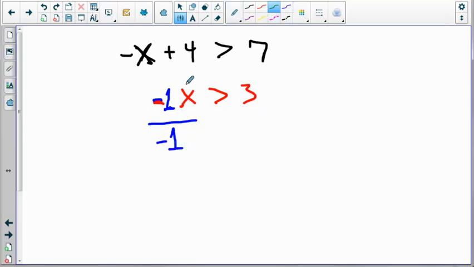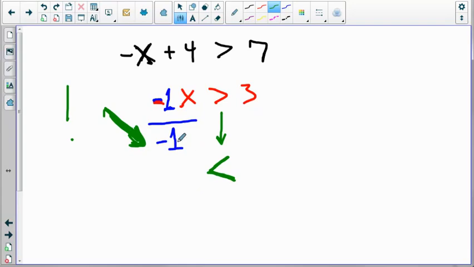Okay, I just divided by a negative number. This is the big thing right here. If you multiply or divide by a negative number, you have to flip the sign. That's when you flip the sign. When you multiply or divide by a negative number, you have to flip the sign.